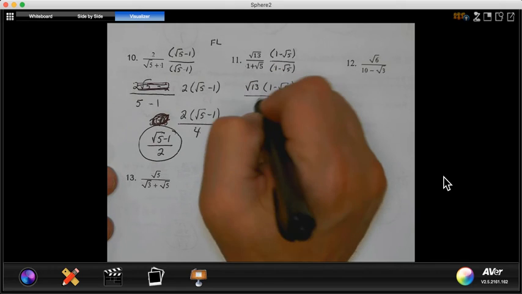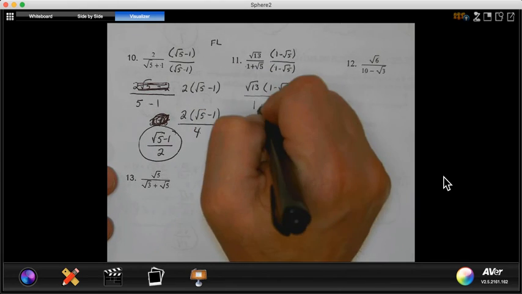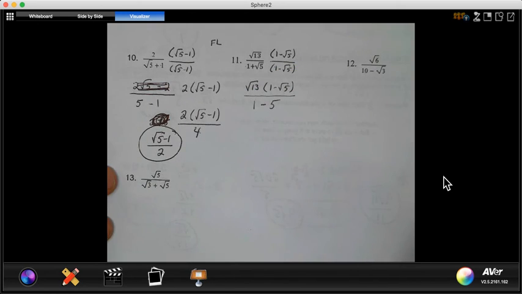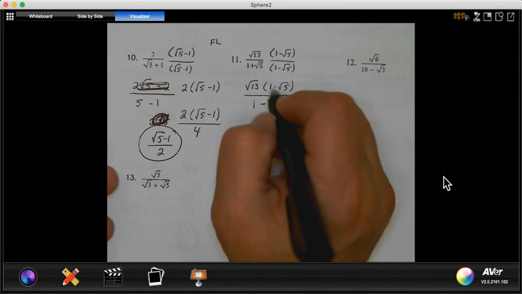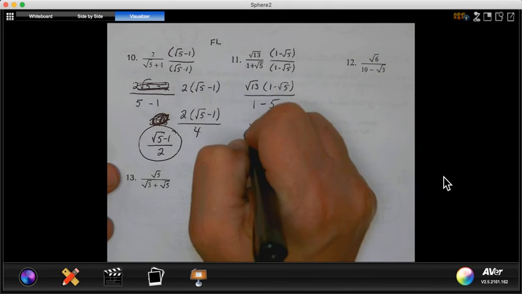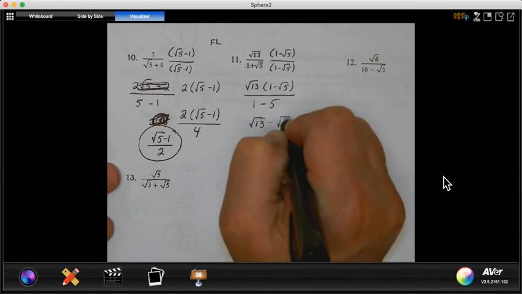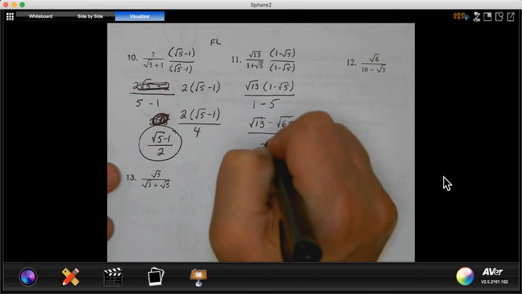1 times 1 is 1. And a positive times a negative works like this every time: it's a negative. And then root 5 times root 5 is 5. And it looks like nothing can cancel. So my numerator is root 13 minus root 13 times 5, which is 65, all over -4.